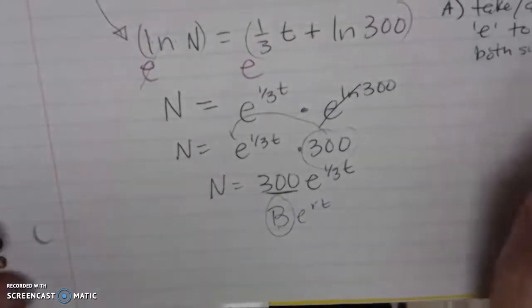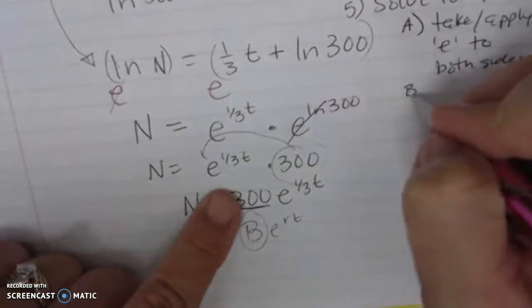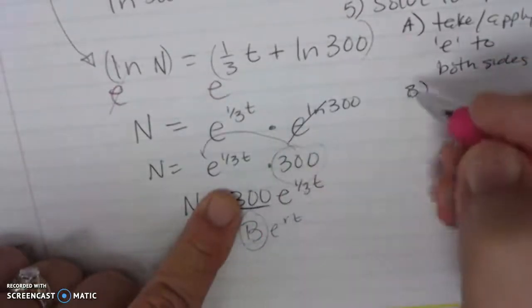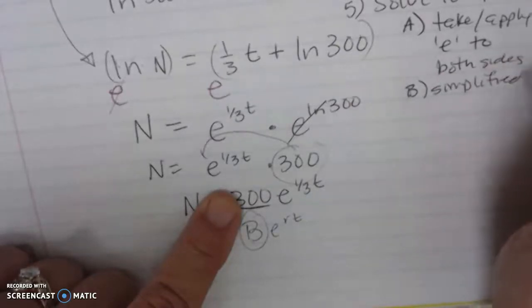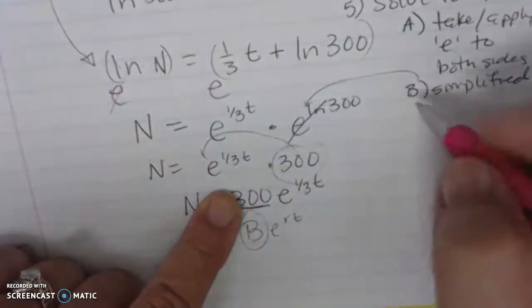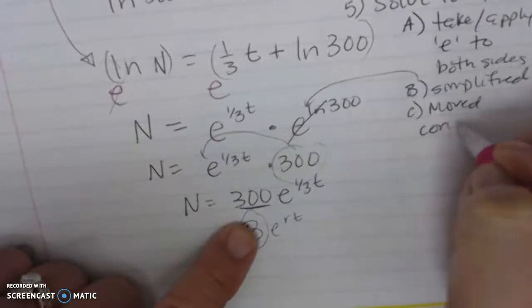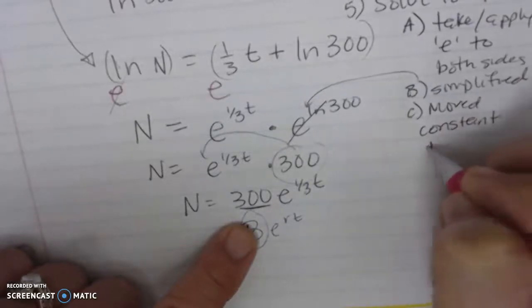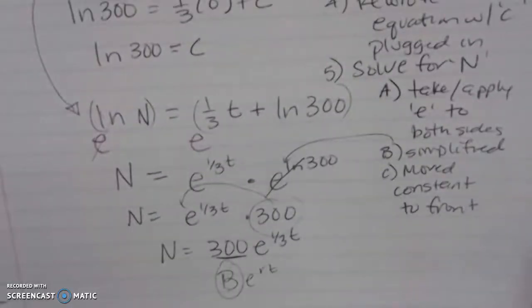So what did we do? We applied e to both sides, and then we simplified. And by simplifying, I mean I crossed out this e to the ln, and then I moved the constant to the front. Move constant to the front. Okay? So that's how you solve these exponential growth problems.